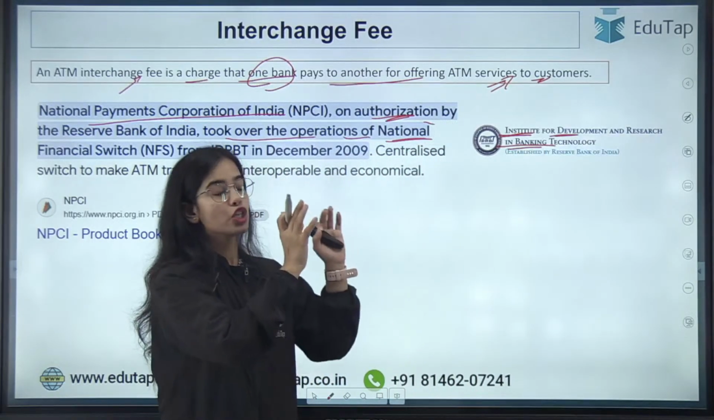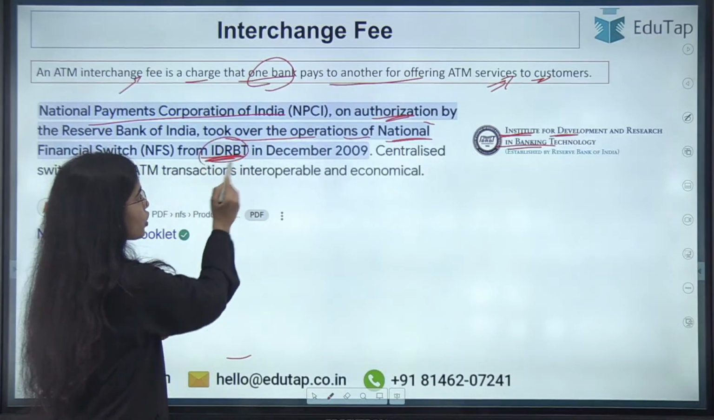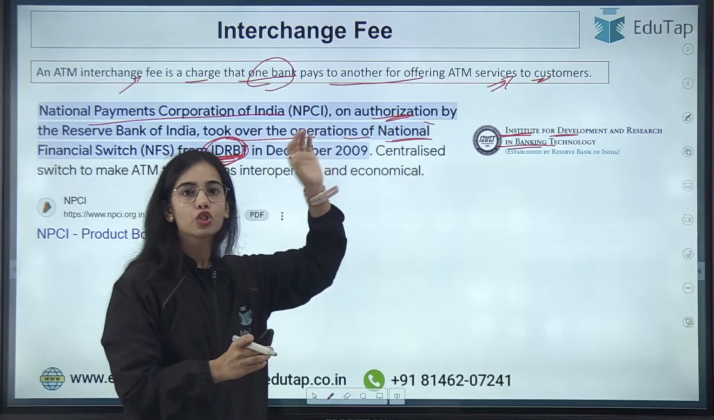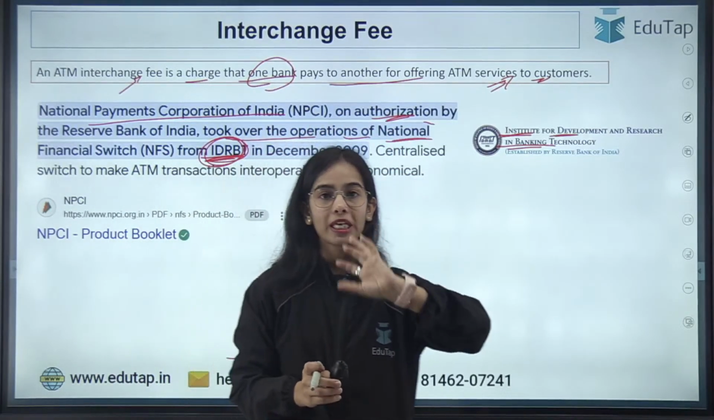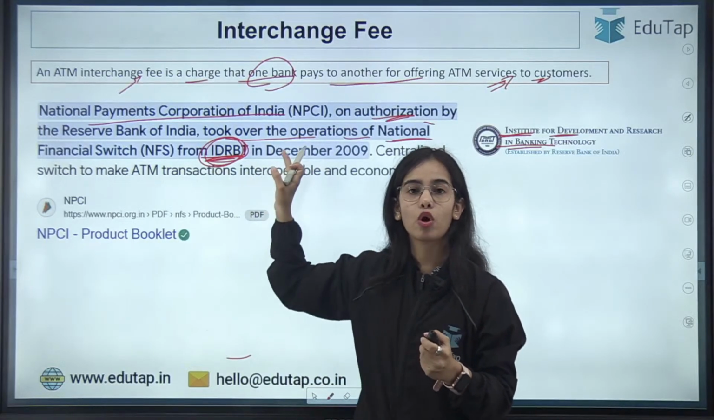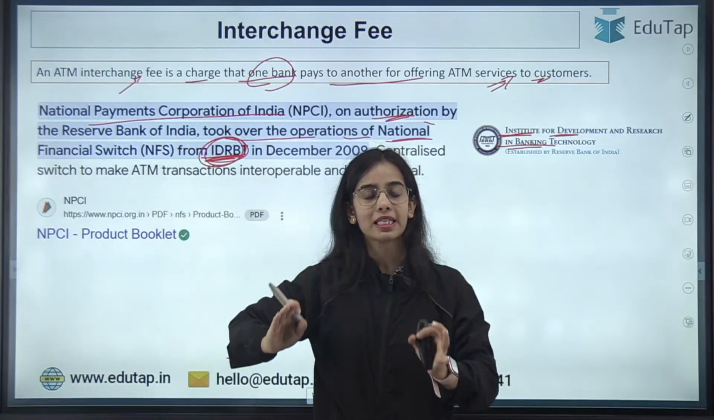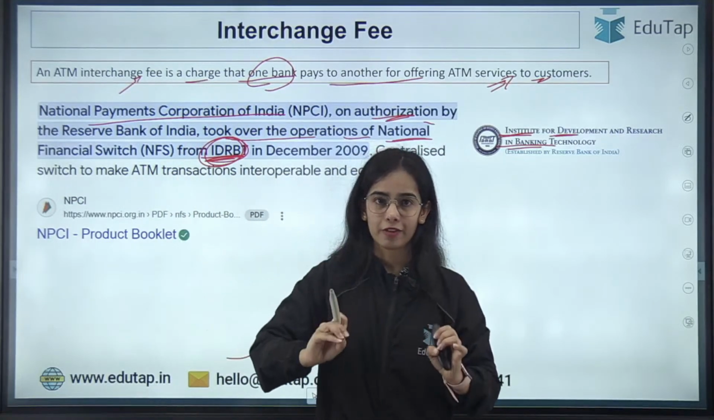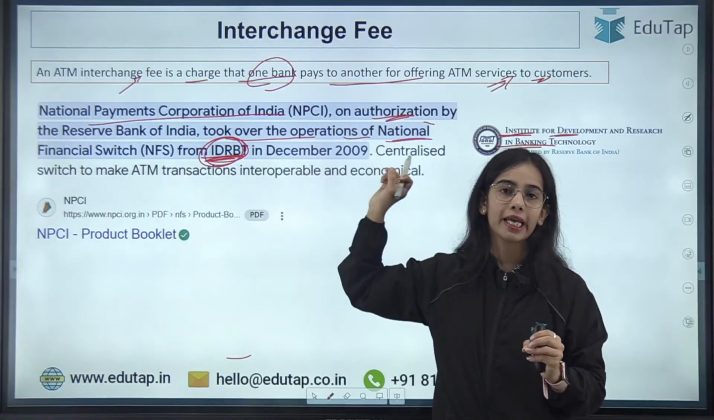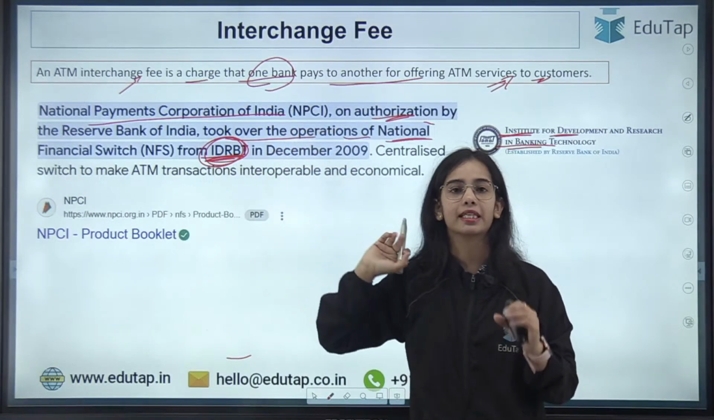NFS was previously operationalized by the Institute for Development and Research in Banking Technology, IDRBT, which was established by RBI. So IDRBT was operationalizing the NFS. But in December 2009, the operationalization of the NFS was given to the NPCI. So now NPCI operationalizes the NFS. Okay, so that means the National Financial Switch Network is under the authorization and operationalization of the NPCI. This is the basic idea.